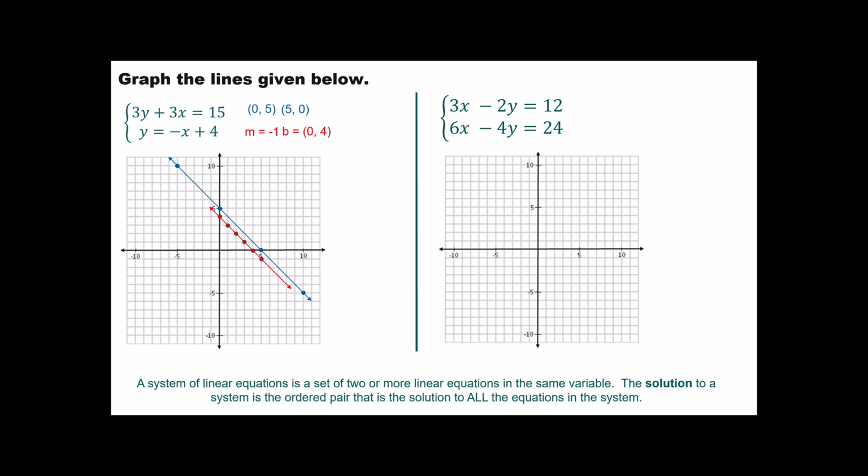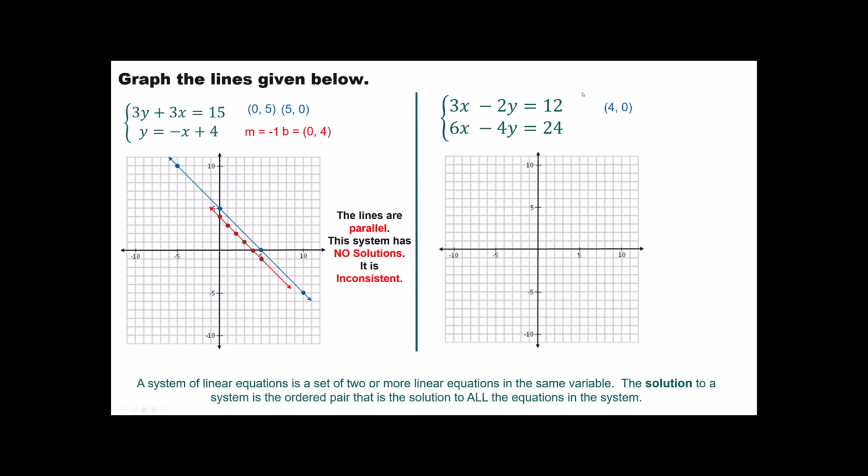I draw that, and something really interesting happens. Notice that these two lines are parallel. Those are not going to cross at all. Notice they have different y-intercepts, but they both have the same slope of negative 1. Because of that, we say that there are no solutions. It is inconsistent.